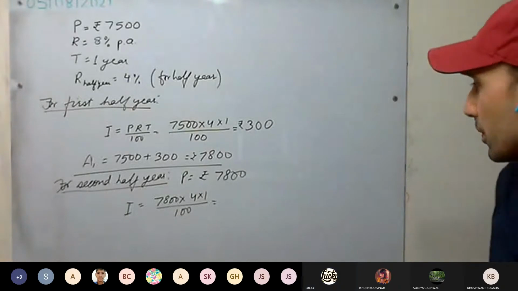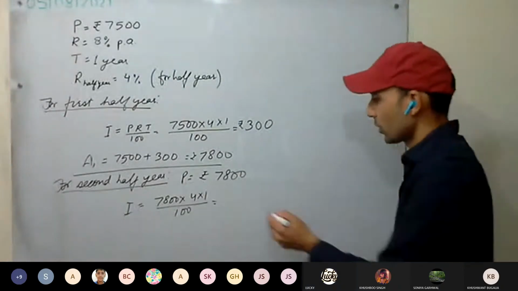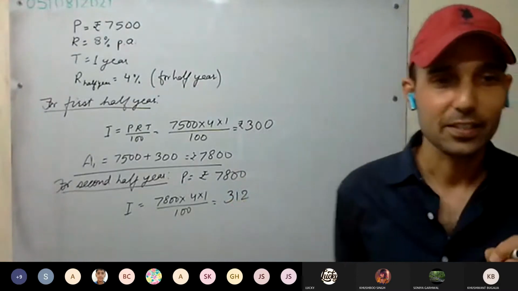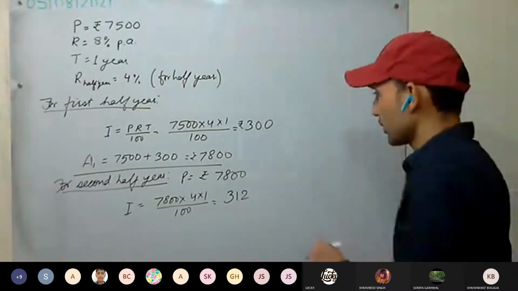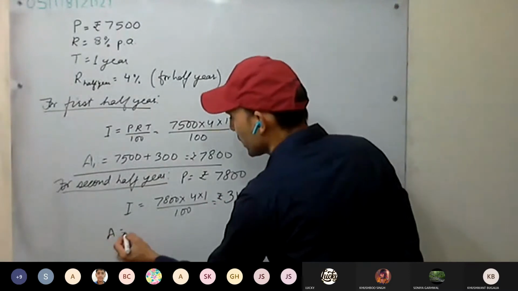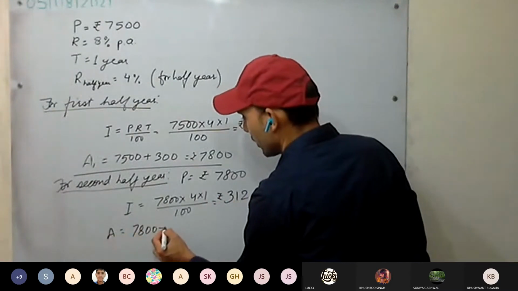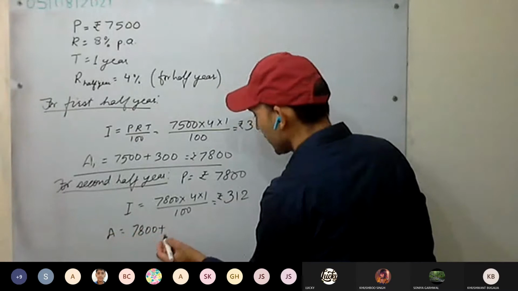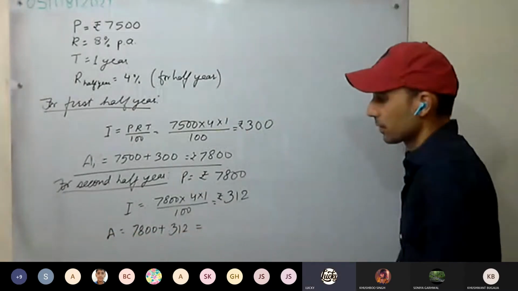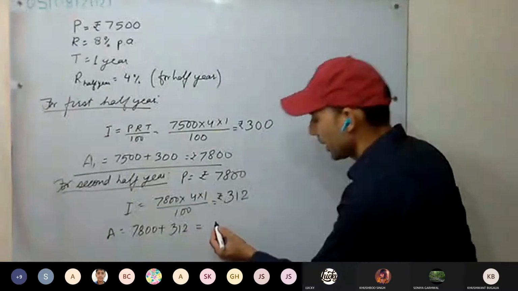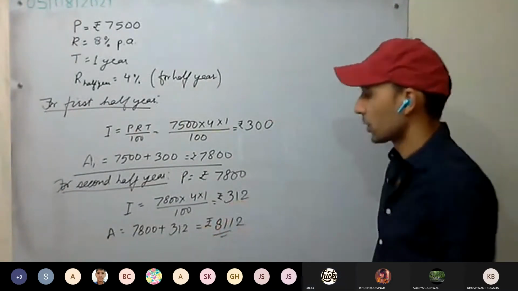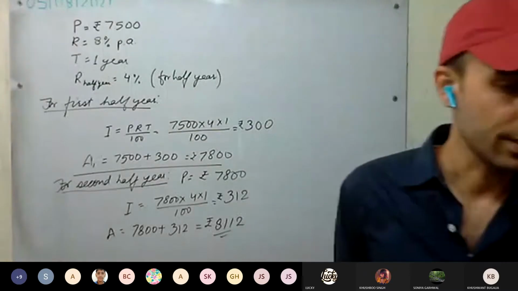312. Okay. And don't use the calculator or anything else, mobile as well. Calculate it yourself. 312 rupees. So the amount will be how much? 8,000 something. 8,112 rupees. So this is the amount after the second year.